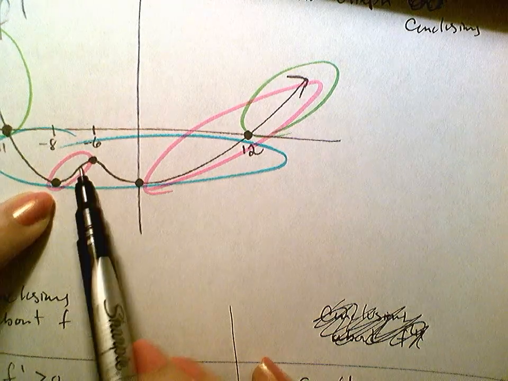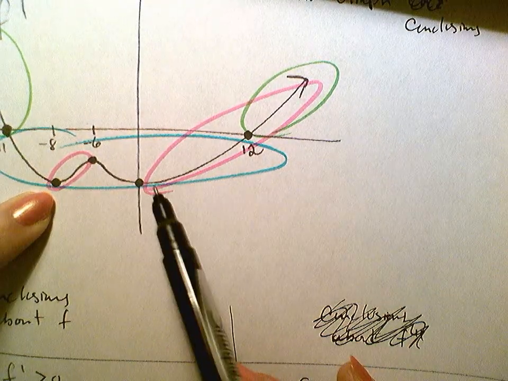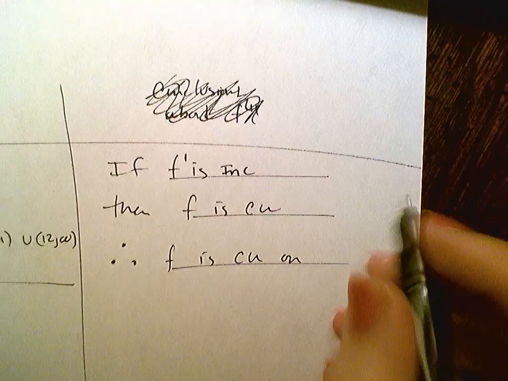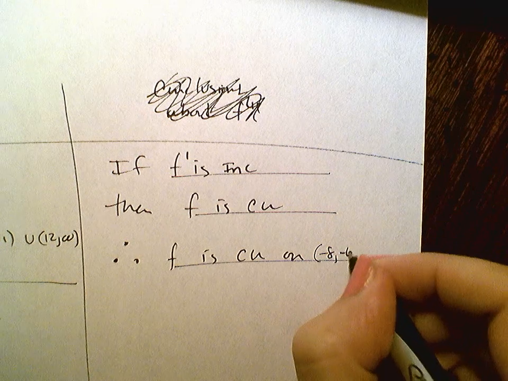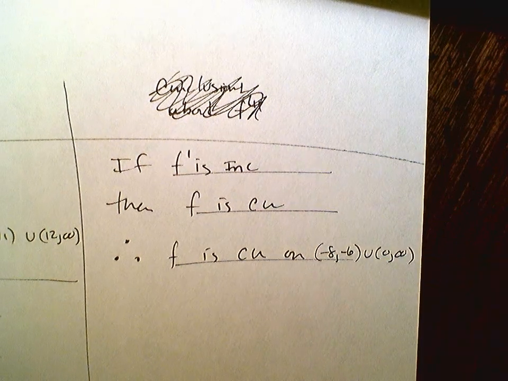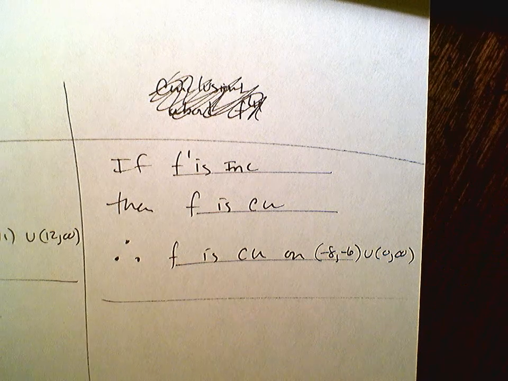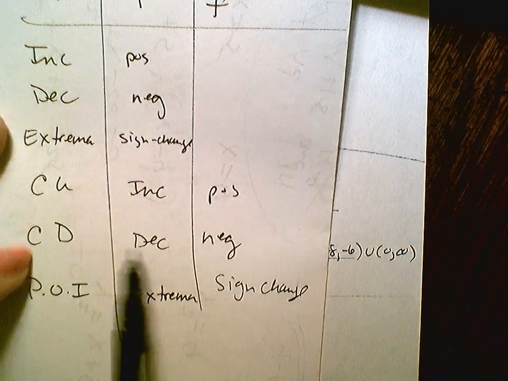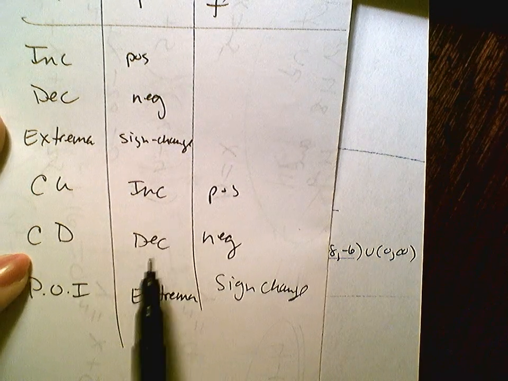Therefore, f is concave up on two intervals: from negative 8 to negative 6, union from 0 to infinity. Okay, so we just took care of if f prime is increasing, that we can conclude concave up. Now we'll do f prime decreasing.